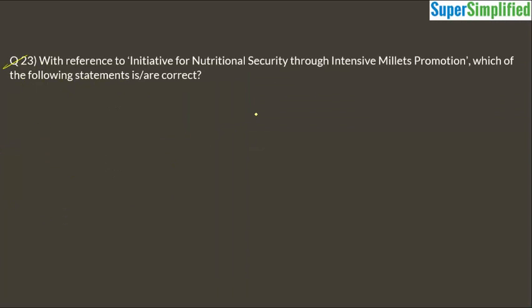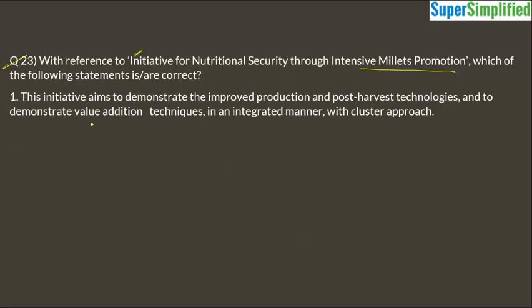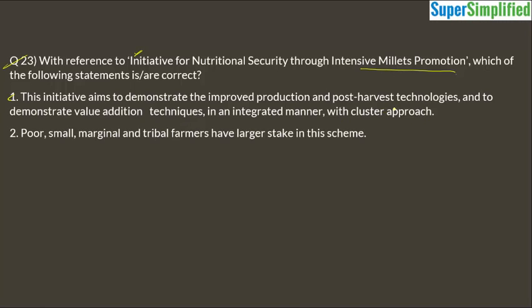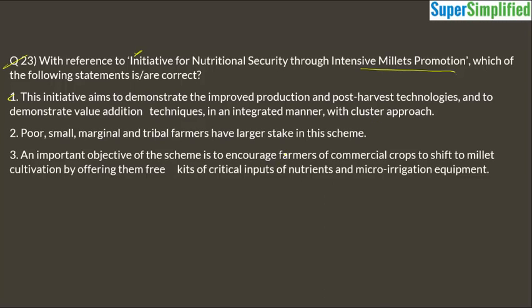With reference to initiative for nutritional security through intensive millets promotion, which of the following statements are correct? So this is about a government initiative. Statement 1. The initiative aims to demonstrate the improved production and post-harvest technologies and to demonstrate value addition techniques in an integrated manner with cluster approach. Statement 2. Poor, small, marginal and tribal farmers have larger stake in the scheme. Statement 3. An important objective of the scheme is to encourage farmers of commercial crops to shift to millet cultivation by offering them free kits of critical inputs of nutrients and micro irrigation equipment.